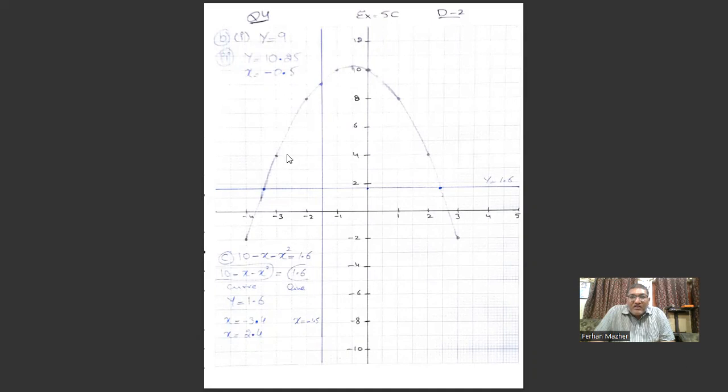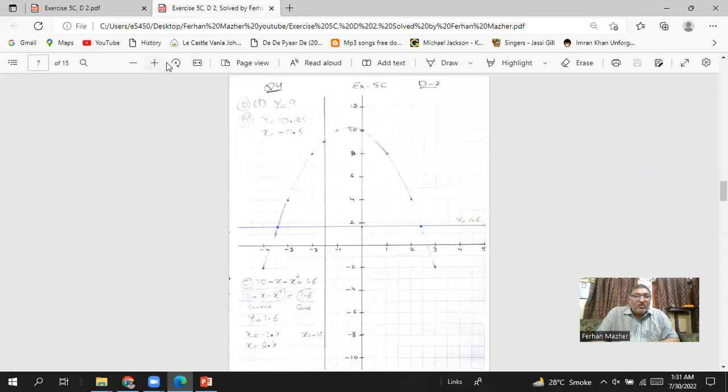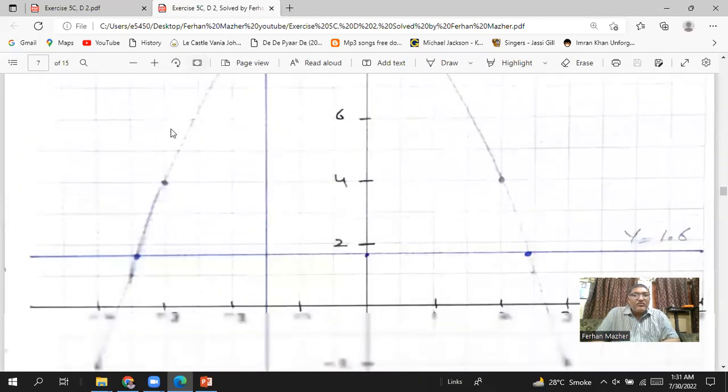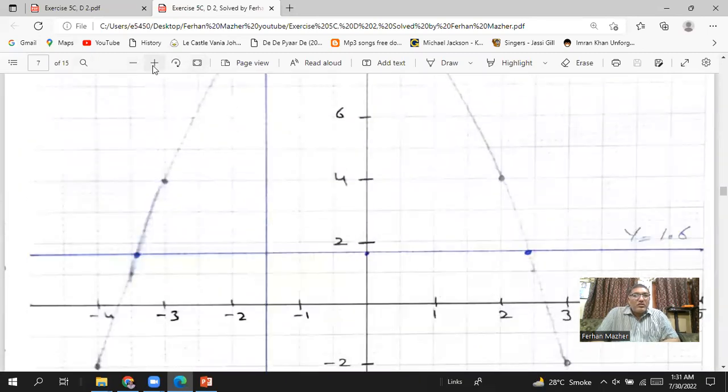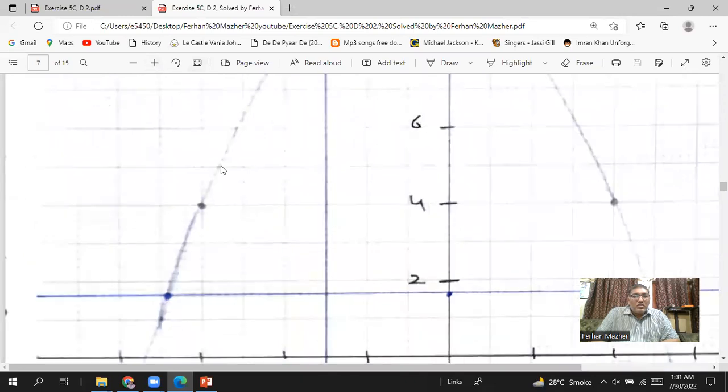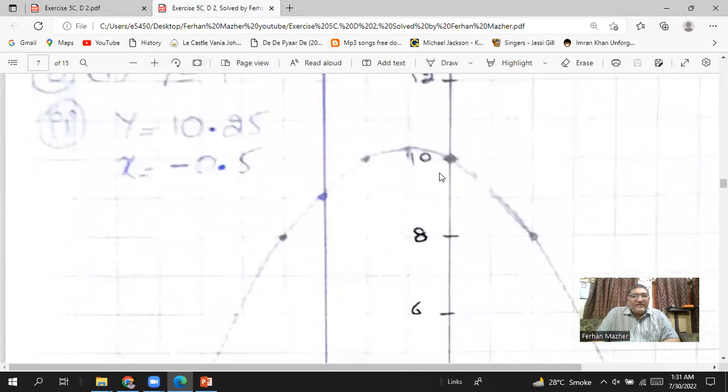So I'll put this dot, and then you can see now that this is not the turning point here. Here the graph is not flat, so I will make it a smooth turn. Okay, so this is how you will do this. Once you have joined all these points, you will get this smooth curve. So let's see what the next questions are. You can see we have taken 10.25.